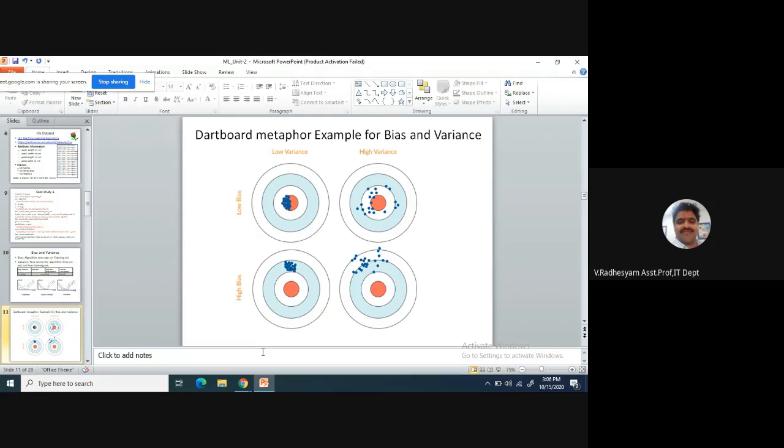High bias, high variance, which is not required. Low bias, high variance also not preferable. Bias means away from that. It is happening, but not happening correctly. Whatever you want, you are not able to get that. But it is happening something. That's why you see here bias is less, but variance is more.